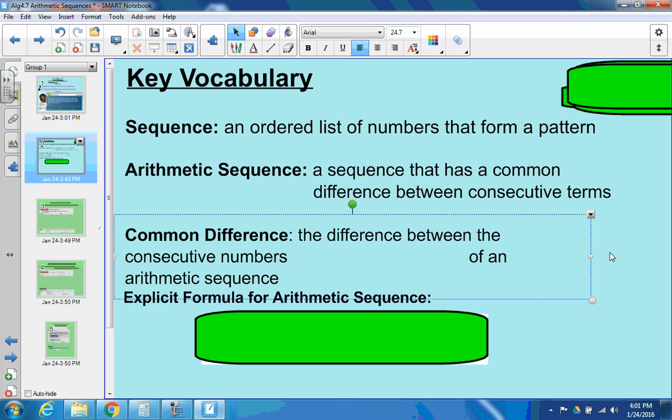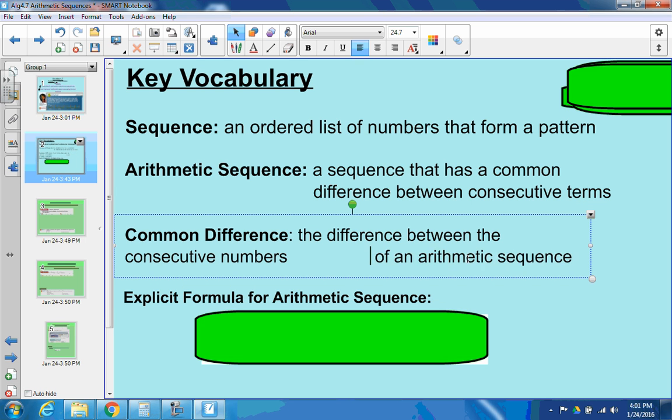Whoa, that made my definition look weird. Let's fix that. There we go.